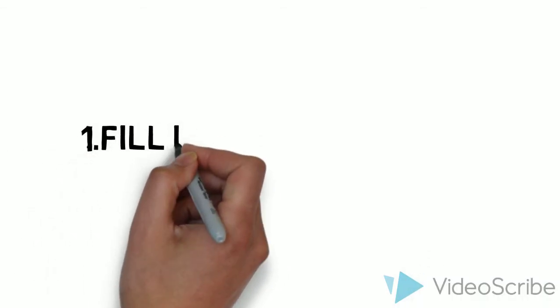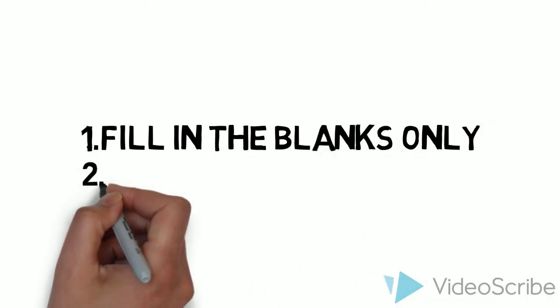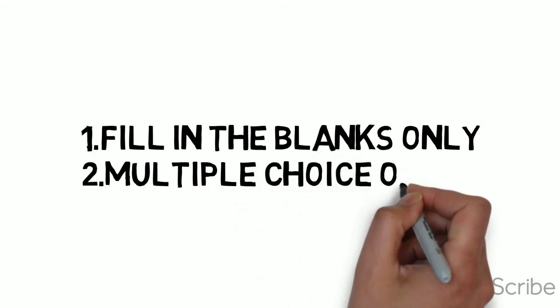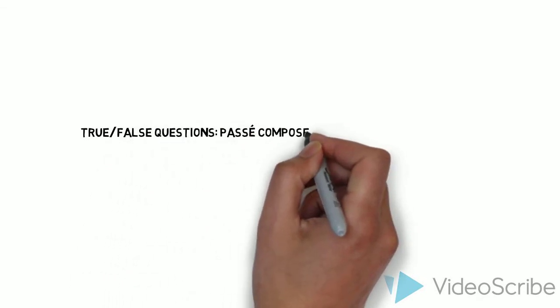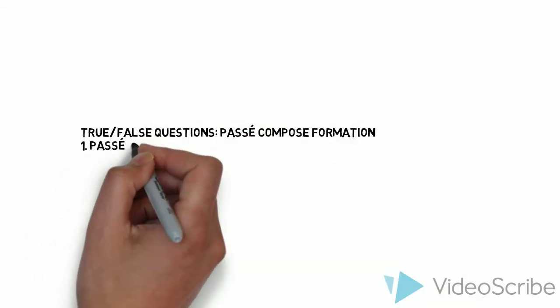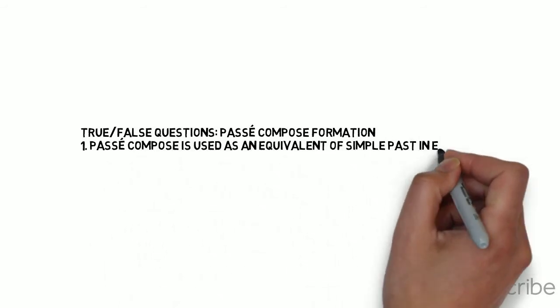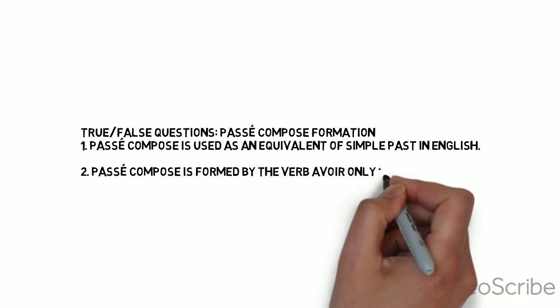You can establish some guidelines, such as fill in the blanks only or multiple choice only, or let them run free, as long as they cover a particular topic with their questions. Let's say we study passé composé. Get students to design 6 questions in total. 2 could be about how passé composé is formed. In this case, they're true or false questions.